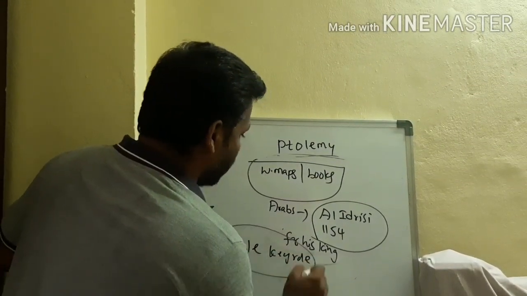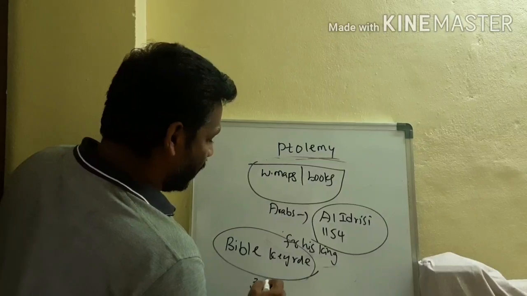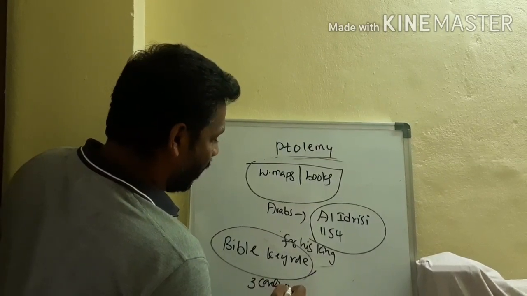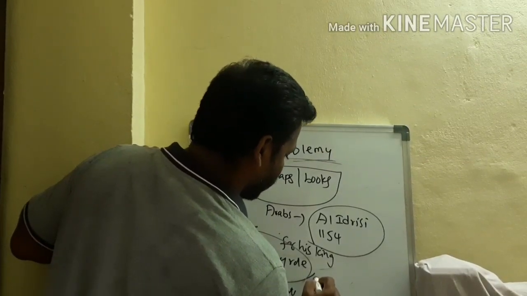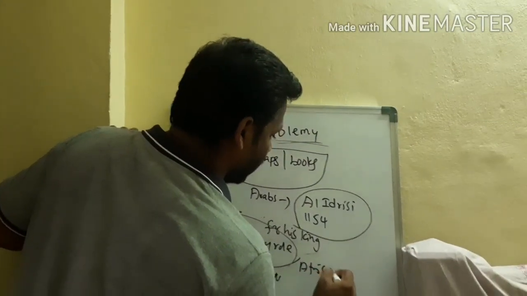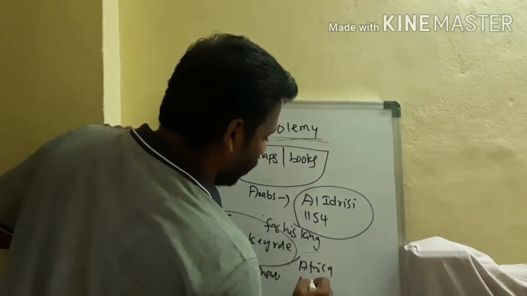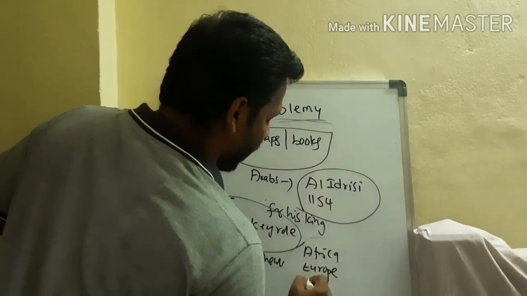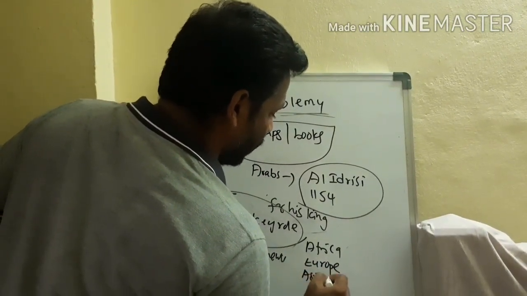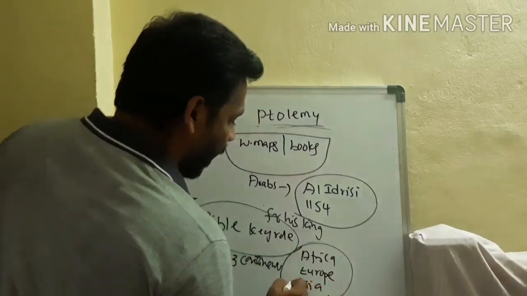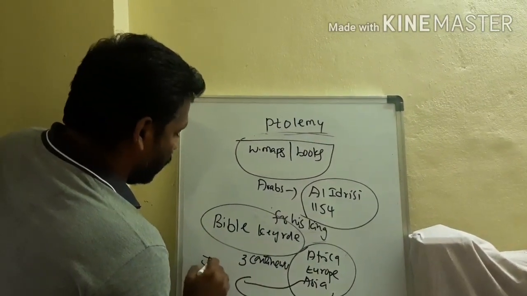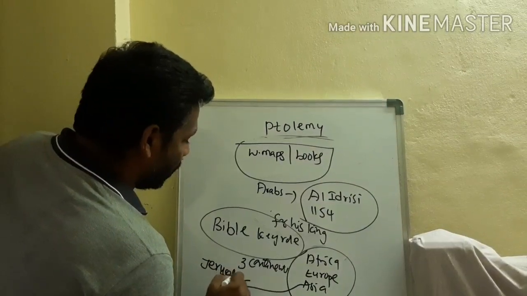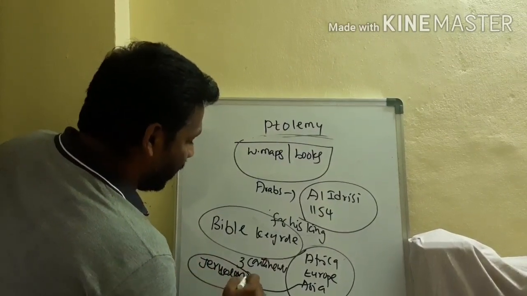As per this, they prepared three continents in the map. What did they prepare? Three continents: one is Africa, next Europe, and next Asia, which is the largest continent in the world. And why? Because of the birth of Jesus Christ, Jerusalem is one of the most important places. So for this they prepared the map like that.